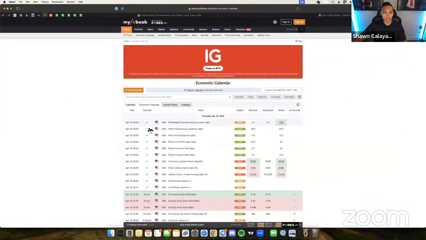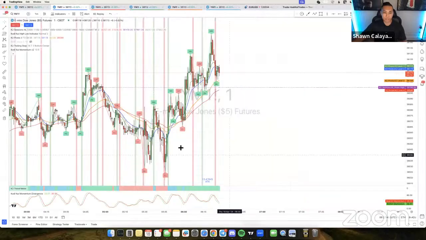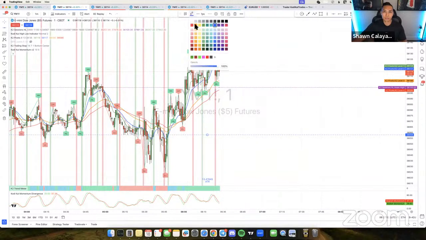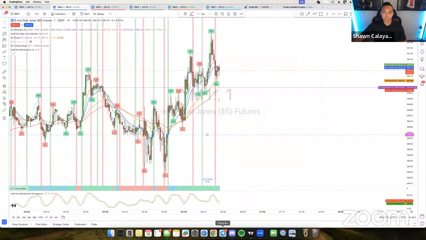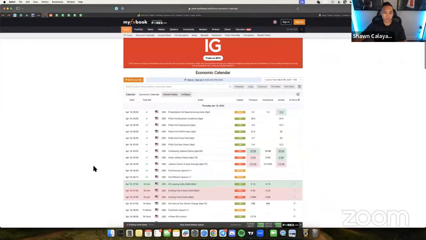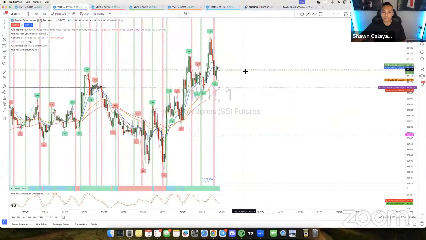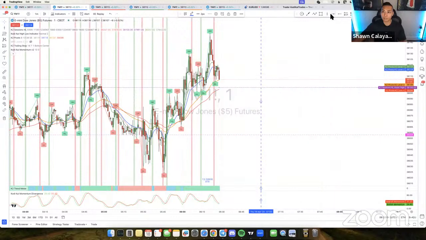Looking over here at the news for today, we had news at 5:30. That's about it. So we had news at 5:30 pre-market, which was this crazy candle right here. And I believe we have news at 7 o'clock and 7:30. So some high impact news at 7 and at 7:30 over here. 7 o'clock, 7:30.